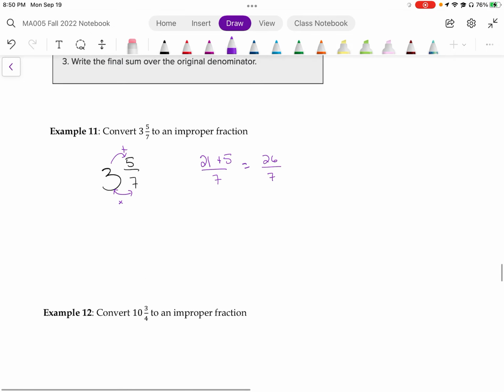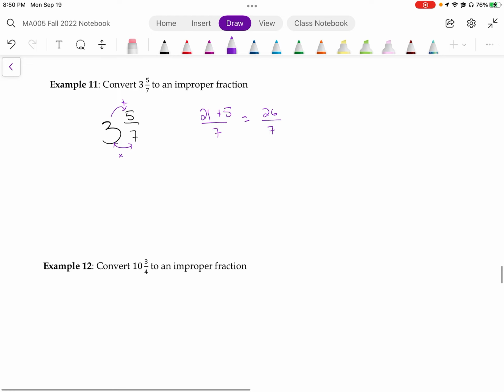All right, so try that with number 12. All right, so we're going to multiply the 10 times the 4. So those get multiplied, and then we're going to add it to the 3. So 10 times 4 is 40 plus 3, all over 4. So the denominator stays the same. So we get 43 fourths. So 10 3/4 is 43 fourths.